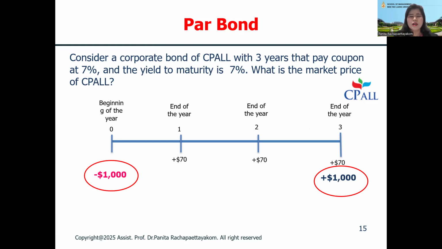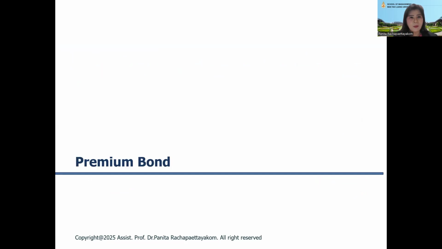So please notice that at the beginning of the period, you pay minus 1,000 Thai baht. At the end of the period, you get 1,000 Thai baht as well. We call this a par bond. So what is a premium bond? What is the premium bond?